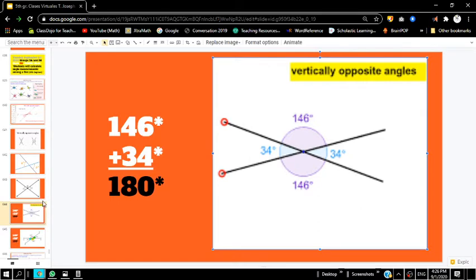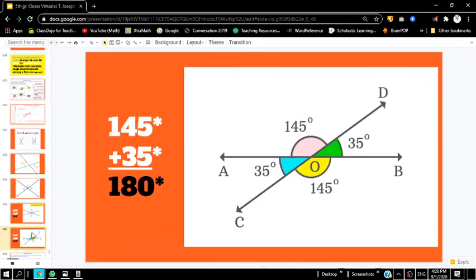Let's look at another example. If we take a look at this angle measurement right here, we could also add up 145 plus 35 to equal 180. Line CD has 180 degrees, and also line AB has 180 degrees. So we can add up both of those to get 180, or both of these, or both of these. It doesn't matter what we add up. Okay, we're always going to get 180 degrees.